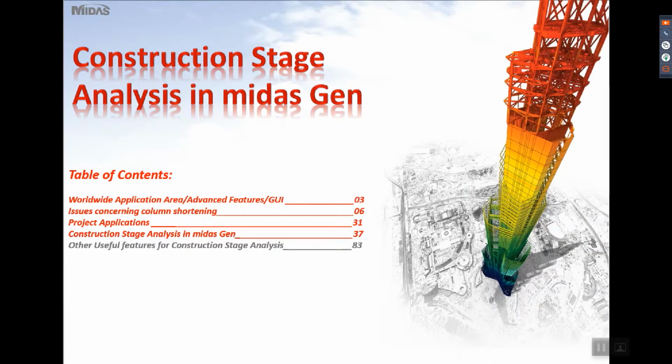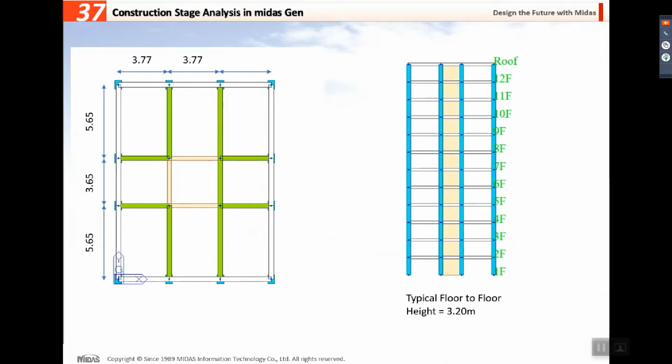For the construction stage analysis in midas Gen, this will be the typical floor plan. We have 3.77 meters for the base, and 5.65, 3.65, and 5.65 meter distances for the columns, with a typical floor-to-floor height of 3.2 meters. So this will be the example that we are going to use.